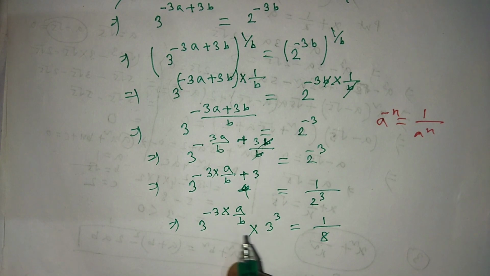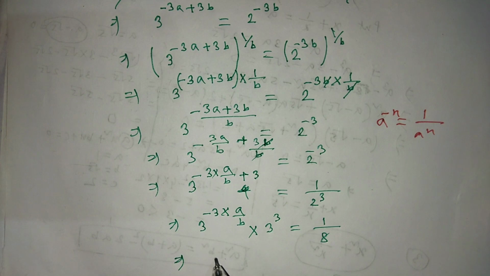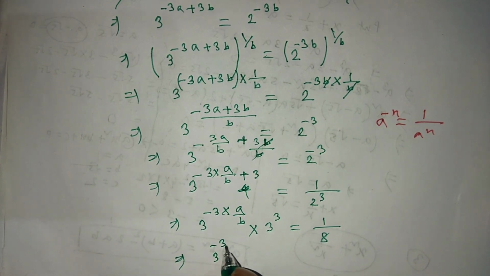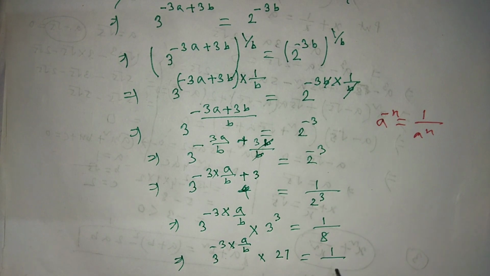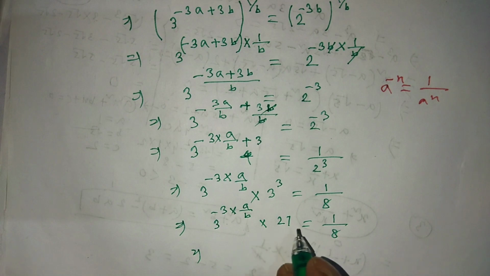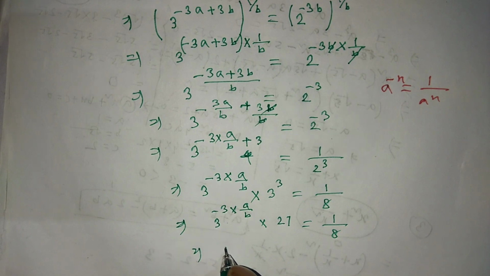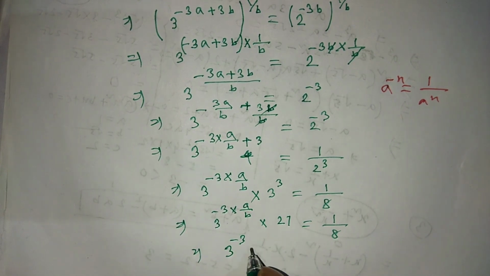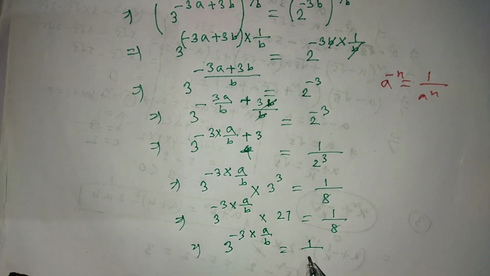Okay, so on the right hand side we have to write 1 by 8. So on the left hand side, my dear student, again we have to write 3 to the power minus 3 into a over b into 3 to the power 3, that means 27, is equal to 1 by 8. So student, after that we have to transpose 27 from left side to right side. So that's why you can write 3 to the power minus 3 into a over b is equal to 1 by 8 into 1 by 27.